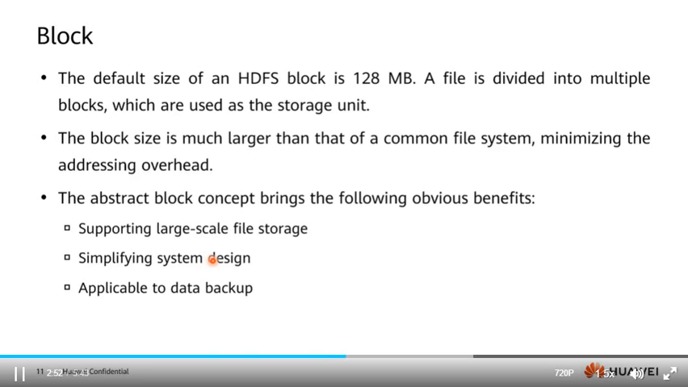Second, it can simplify the system design. Storage management is greatly simplified because the size of file block is fixed. In this way, it is easy to calculate the number of file blocks that can be stored on the node. In addition, metadata can be managed by other instances rather than being managed together with these blocks. Third, it is more applicable to conduct data backup. Each file block can be redundantly stored on multiple nodes, greatly improving system fault tolerance and availability.